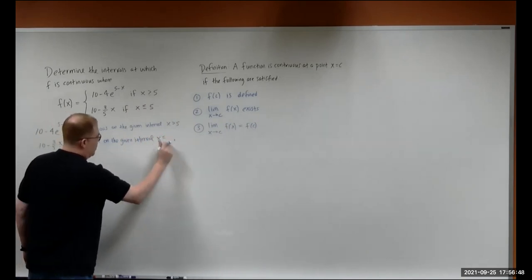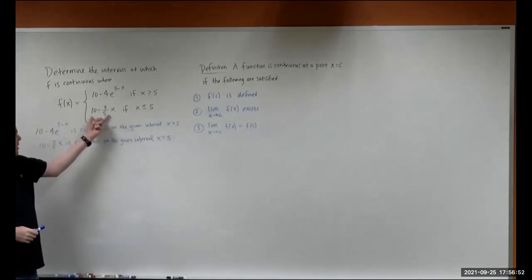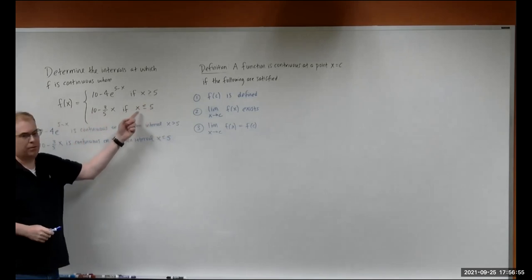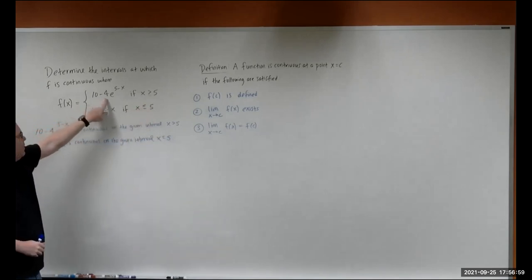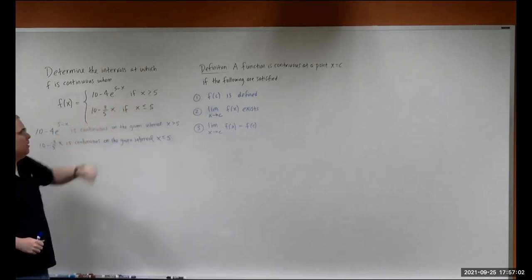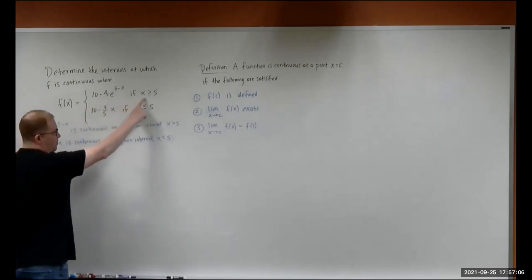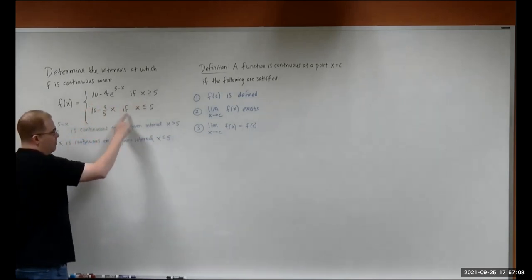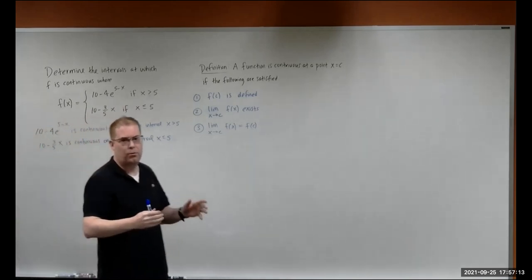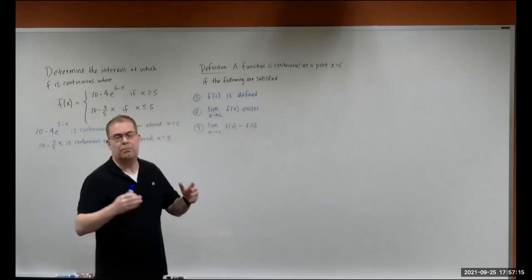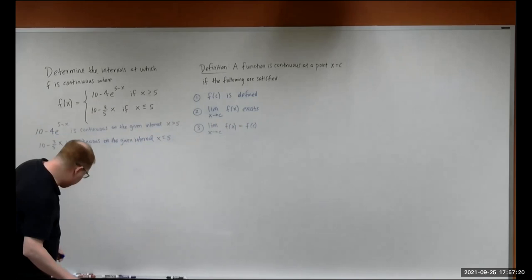Again, this is because we're only looking at this piece of f, for those particular x values. And the same thing here, we're only looking at this part of the domain. So we know this is continuous for these x values, and this is continuous everywhere for these x values. Now the important question here is, what is happening when x is equal to 5?